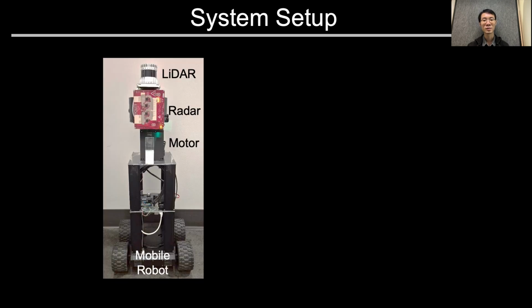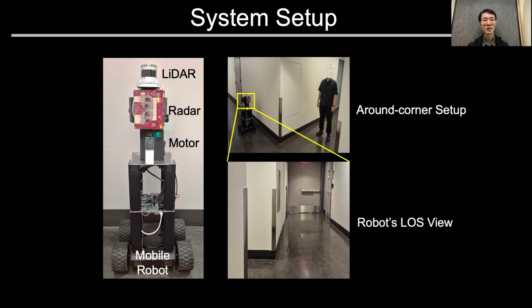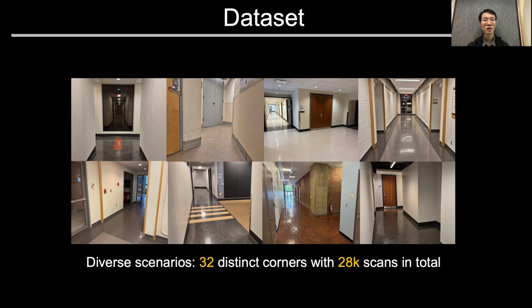Here is our system. We use a motor to rotate the radar among the sensors on the mobile robot. For the experiment setup, a person is standing in a non-line-of-sight region around the corner where the robot cannot see him. To test our system, we collect a dataset in diverse scenarios.